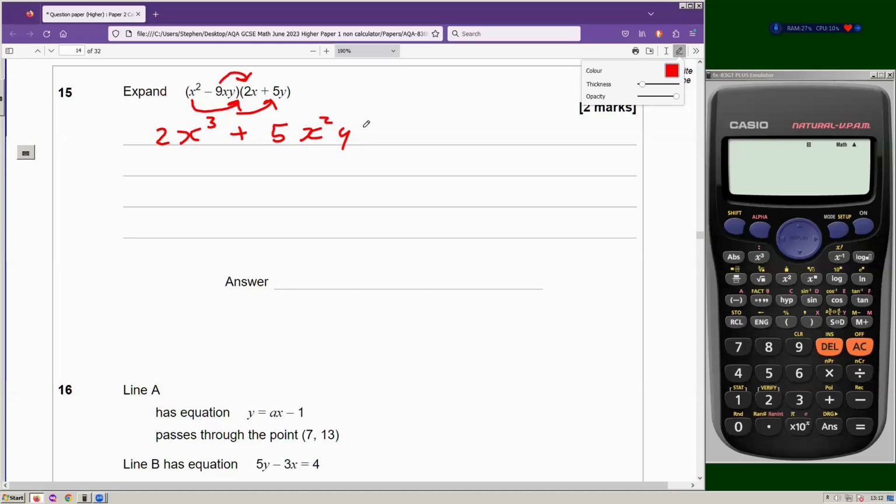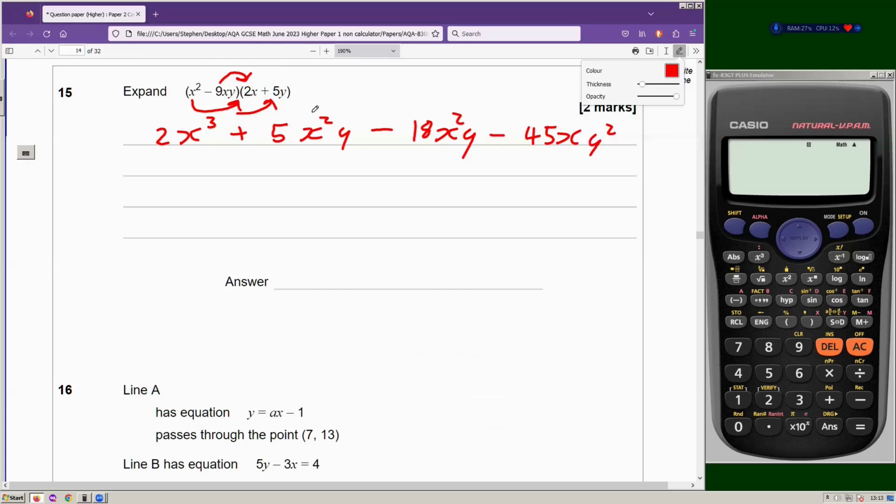Then we go over the top. 9xy times 2x. So that is going to be 9 2s are 18. We've got x times x is x squared, and we've just got the y in it. Now I look at the sign. It's a positive times a negative, which is going to be a negative. And then the final one is 9xy times 5y. 9 5s, 45, xy squared, because it's y times y. And it's positive times a negative, negative.